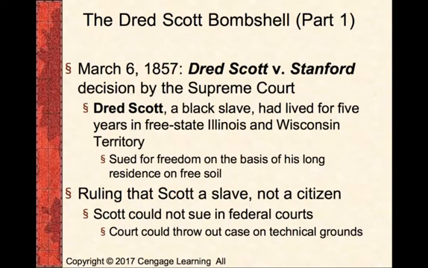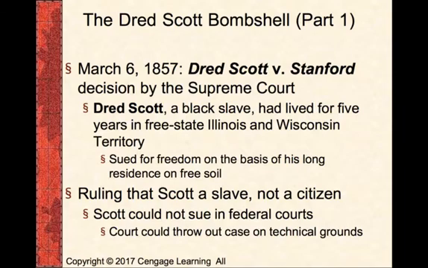All right, let's talk about Dred Scott v. Stanford. This is one of those wise moments of the Supreme Court. I say wise with quotation marks because it is another stepping stone to Civil War.